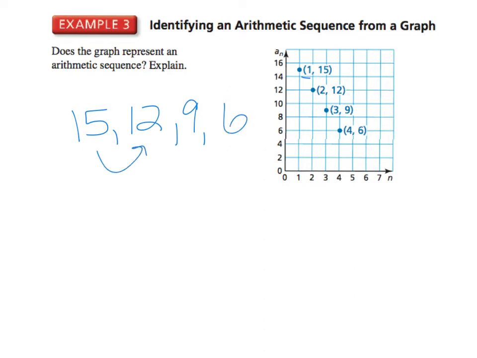So as you can see here, the common difference is what? We're adding a negative 3. So since consecutive terms have a common difference of negative 3, the graph represents an arithmetic sequence. So that's your explanation. Since the common difference is negative 3, the graph represents an arithmetic sequence. That's what you'd write down for your answer.